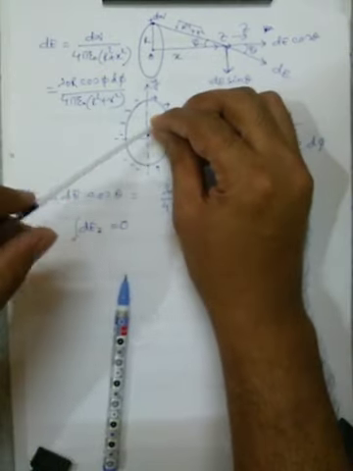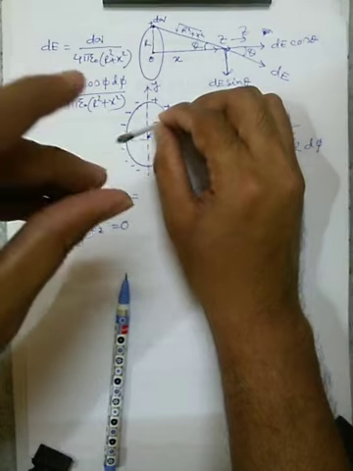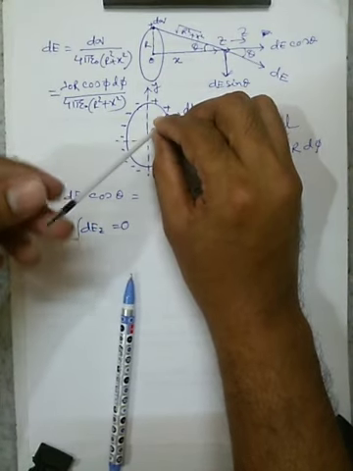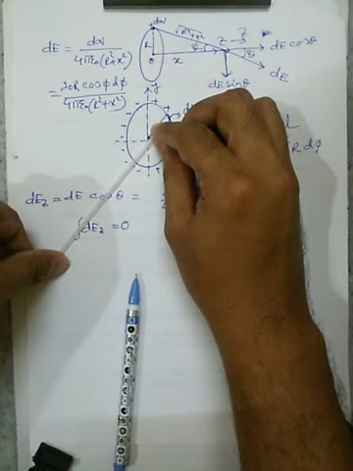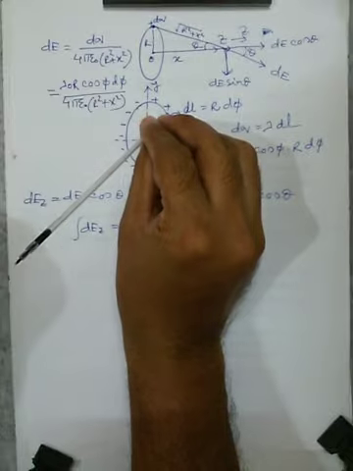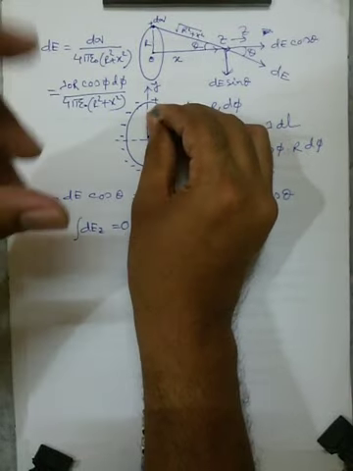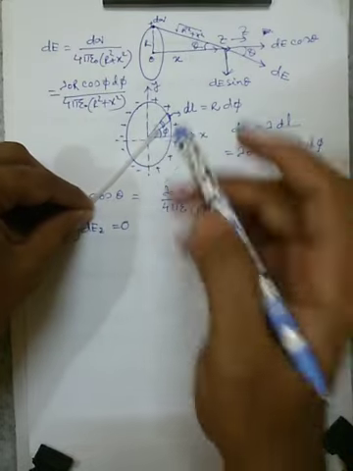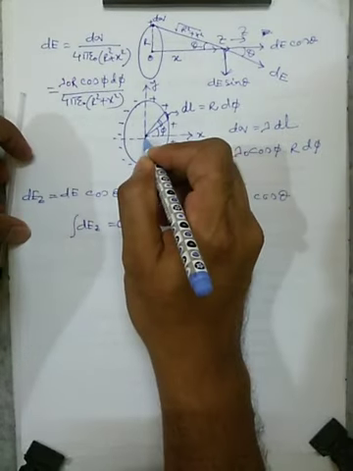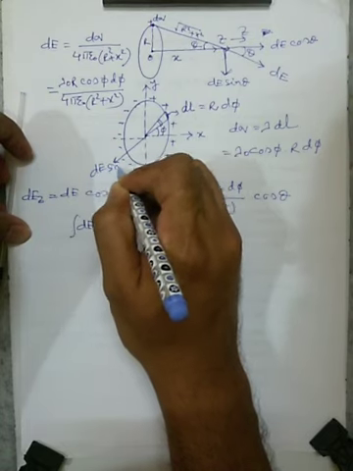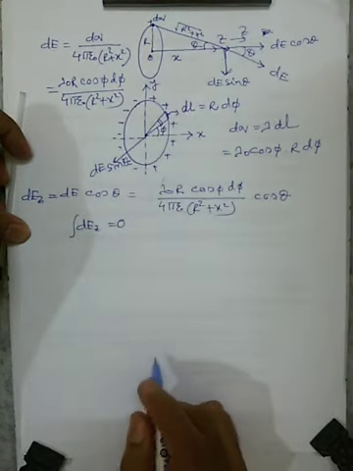This is dE. Then dE cos theta. This is dE cos theta, which is along the z axis. Then this will be dE sin theta. If this is dE, then dE cos theta and dE sin theta will be perpendicular to this. Therefore the dE sin theta component is lying in a plane which is parallel to the plane of the ring.